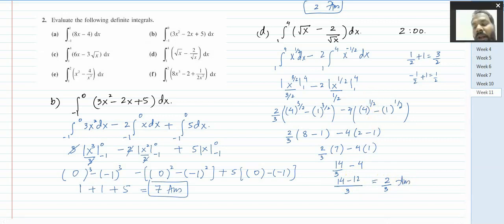Alright, so I hope that all of you now have a clear idea how to solve definite integrals, how to apply limits, and the integral part we had already discussed in indefinite integrals. Only the limit part is different in this exercise. So moving on towards the next question, it's part F.